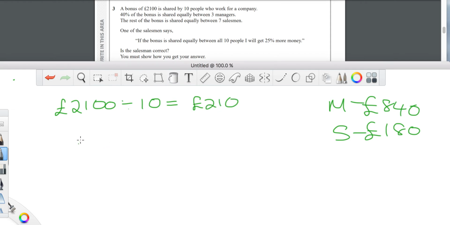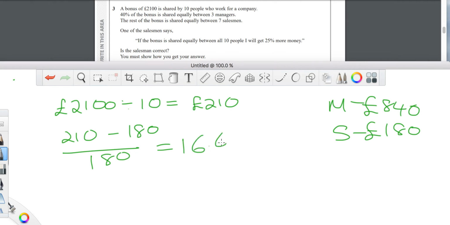So now we want to know, is 210 25% more than 180? So we would do 210 minus 180 divided by 180, which equals 16.67%. Therefore, the answer is wrong. The salesman is incorrect.